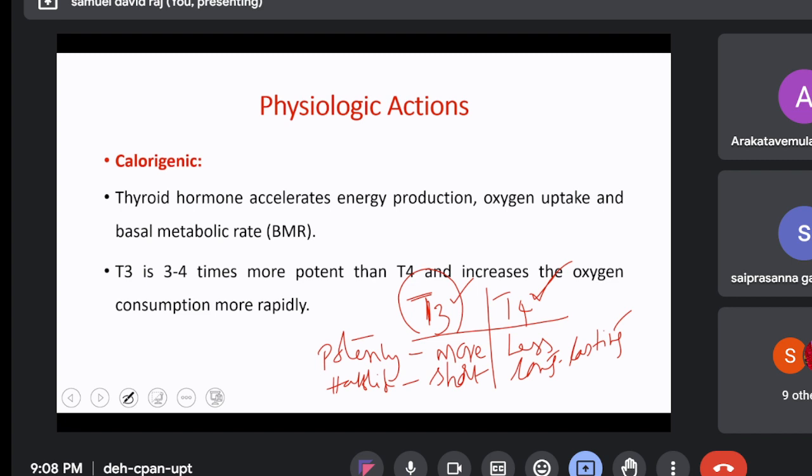So whatever actions are performed in the body are said to be the long-lasting activities of T4. Okay.